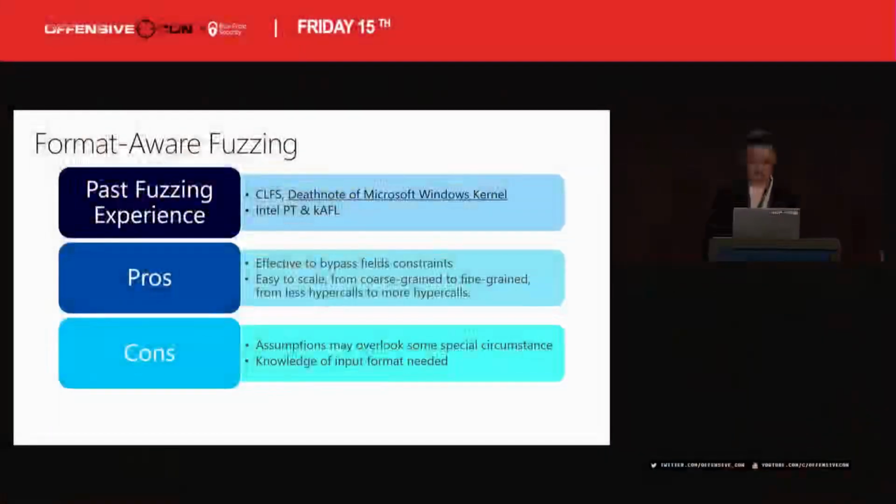Yeah, thanks, Shawn. And now let me introduce more details. Why choose format-aware fuzzing for hypercalls? I have given a talk about fuzzing CLFS, the common log file system, with format-aware fuzzing techniques at CodeBlue 2016. After that, I also used this technique to generate a corpus for kAFL. So it's natural for me to extend format-aware fuzzing to hypercalls. Format-aware fuzzing is effective to bypass field constraints, and it is easy to scale.